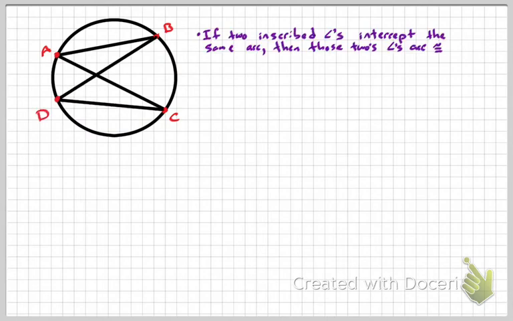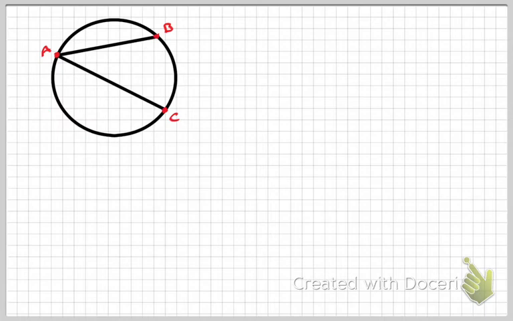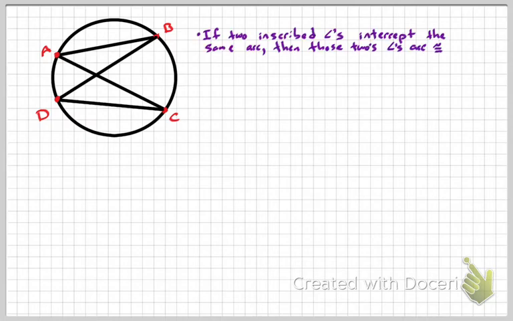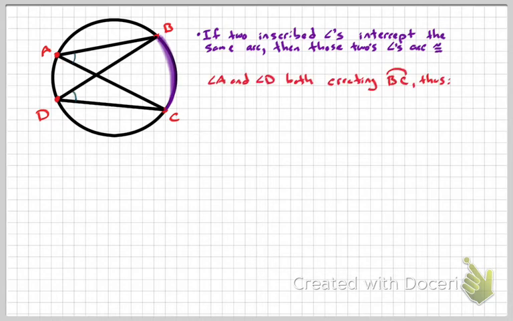So here's another little scenario. Let's go back and rewind. So I have inscribed angle A creating arc BC. I then have inscribed angle D also creating arc BC. If two inscribed angles intercept the same arc, notice how both of those angles have endpoints at B and C, then those two angles, angle D and angle A, are congruent. So angle A and angle D are both creating arc BC, therefore angle A is congruent to angle D.